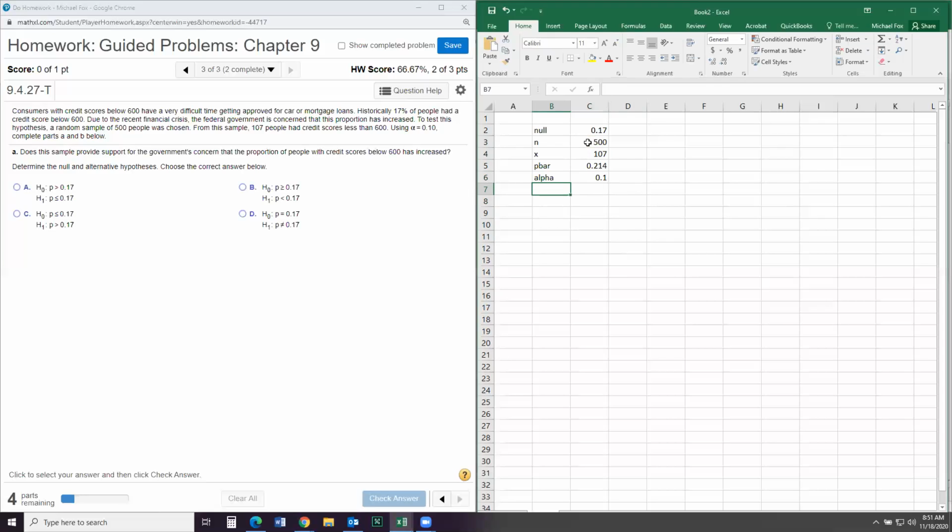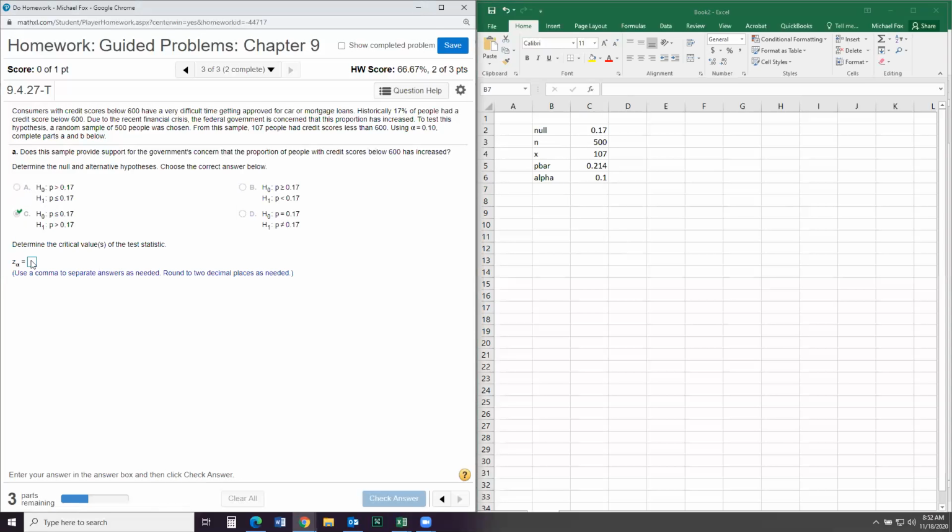So the first thing we have to do is determine our null and alternative hypotheses. And so remember, in this case, we think it's gone up, okay? So our null is that it will be less than or equal to 0.17, and then our alternative is that it will be greater than 0.17. So we're testing to see, is it now greater? Did it go up?